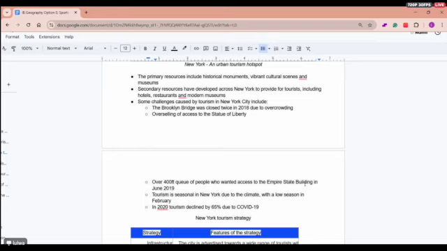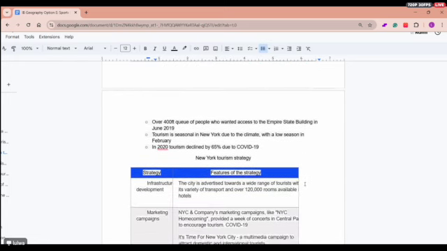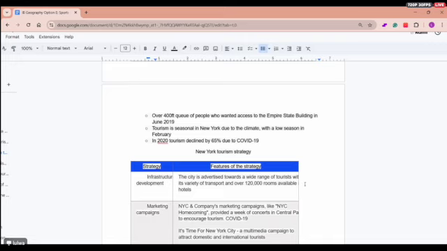For example, the Brooklyn Bridge was closed twice in 2018 due to overcrowding, and there's overselling of access to the Statue of Liberty, a queue of over 400 feet of people who wanted to access the Empire State Building in June of 2019, and tourism is seasonal in New York due to the climate, with the low season in February. In 2020, tourism declined by a whole 65% due to COVID.